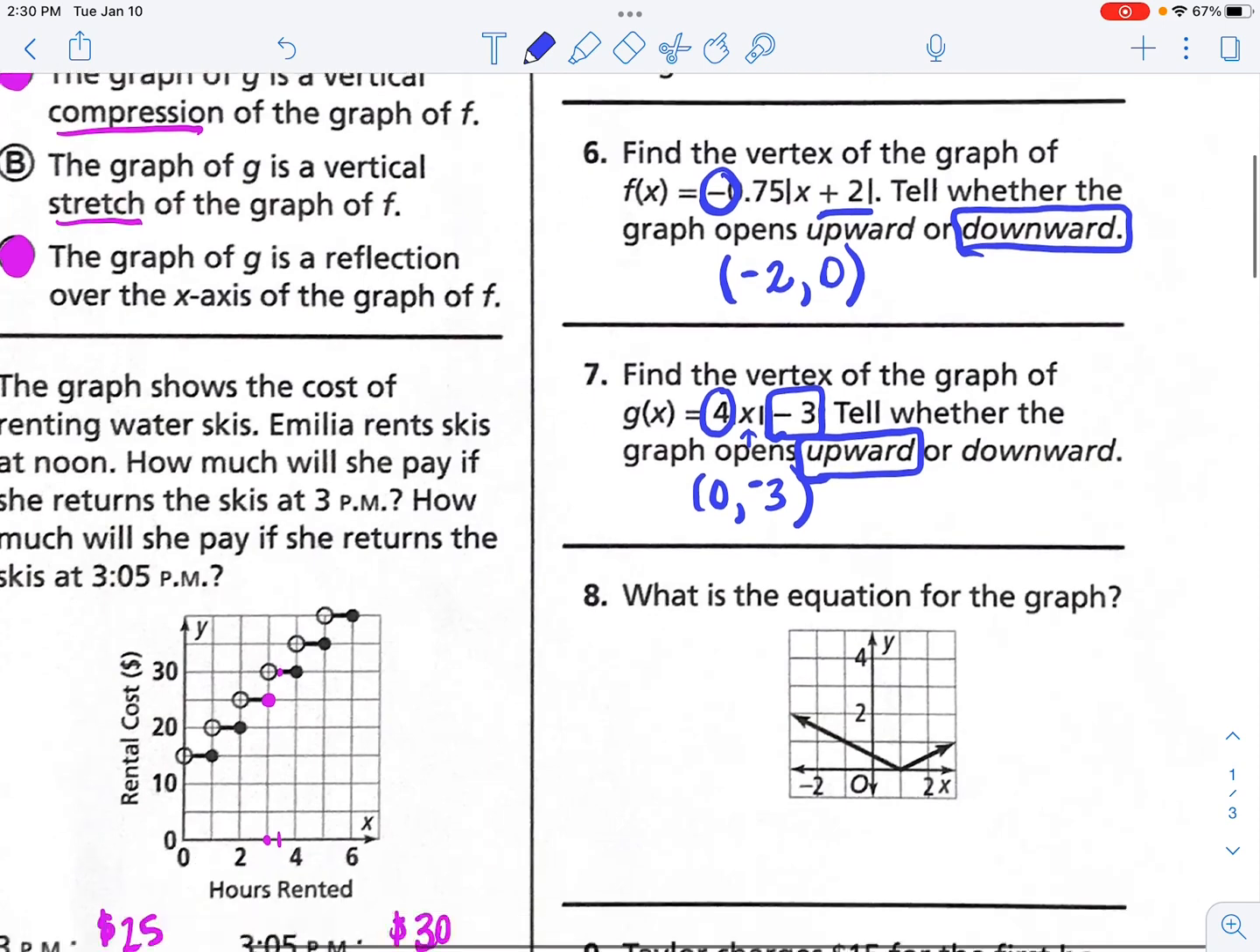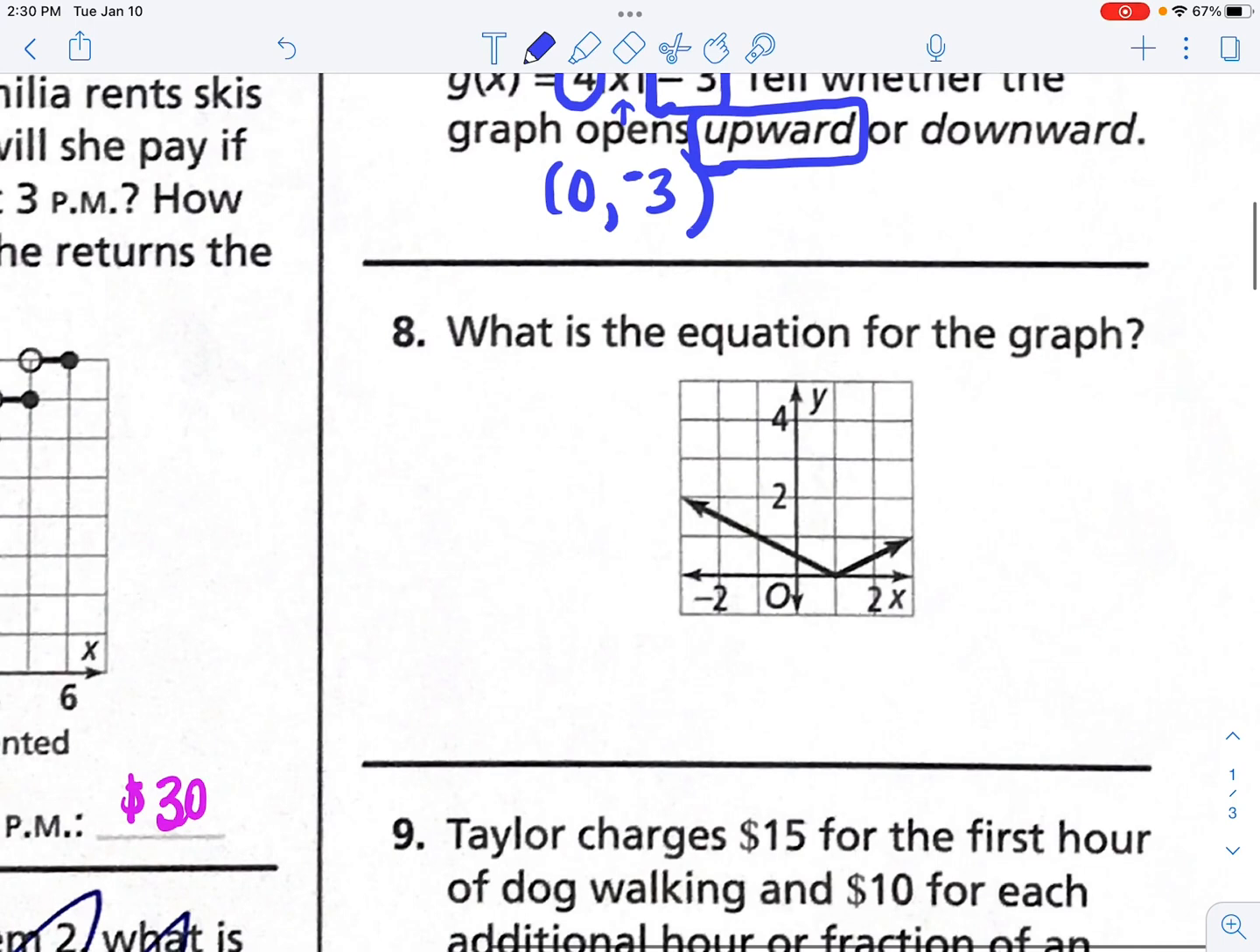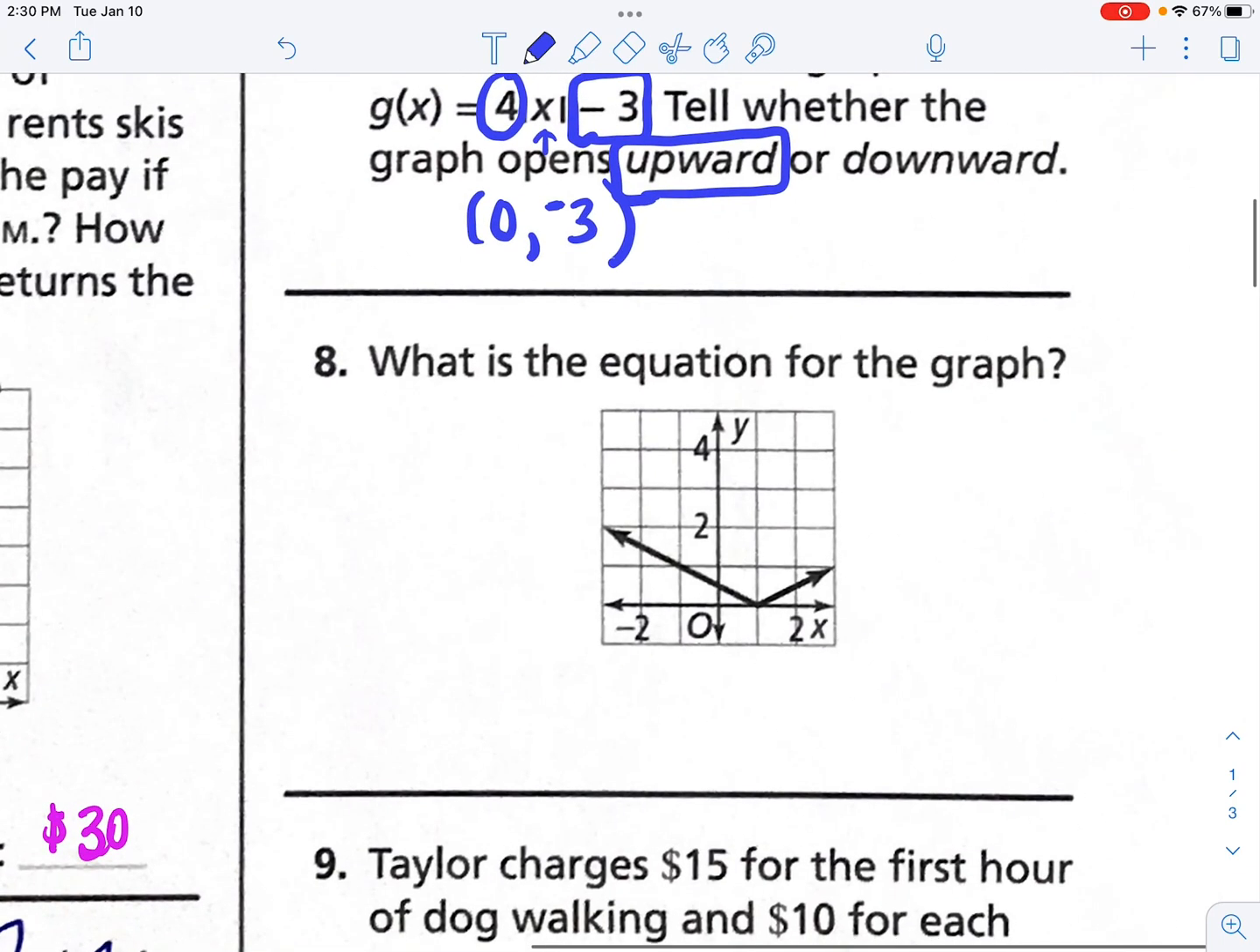All right, number 8, they want us to write the equation for the graph. So we obviously know it's going to be an absolute value here, and we can see, change the colors a little bit, that remember how we talked about how the number that you're multiplying times the absolute value is basically the slope. So I can see here from my vertex that it goes up 1 and over 2, right? Up 1 over 2, I can see that.